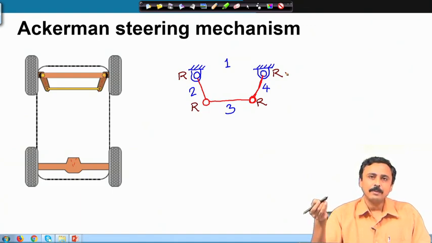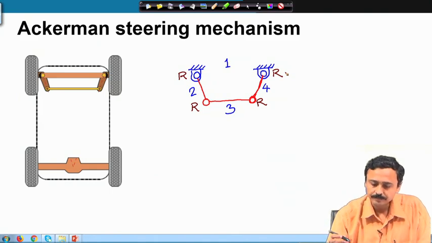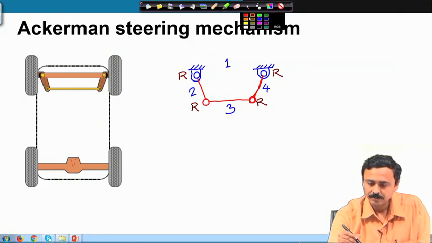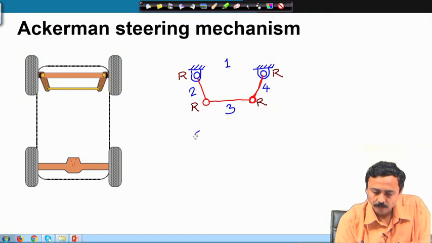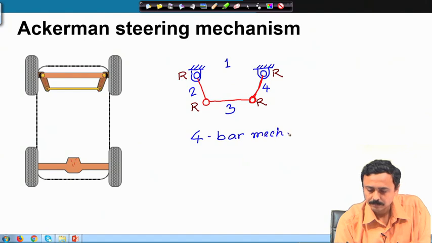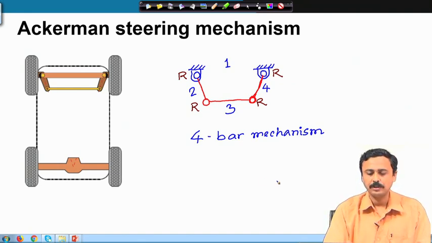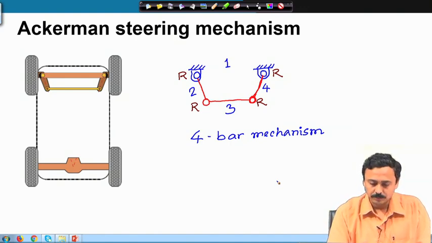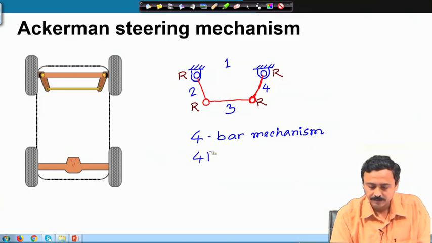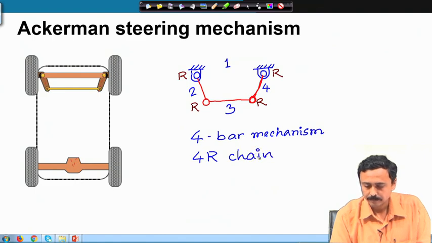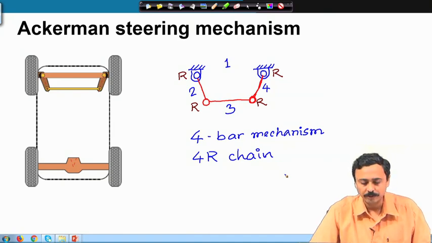This is a closed kinematic chain, as you can realize, there is no singular link, and we say that this is a four bar mechanism. There are four links. So, we call this mechanism a four bar mechanism or a four bar chain. We sometimes also refer to this chain as a four R kinematic chain. This is a four R kinematic chain because there are four revolute pairs.